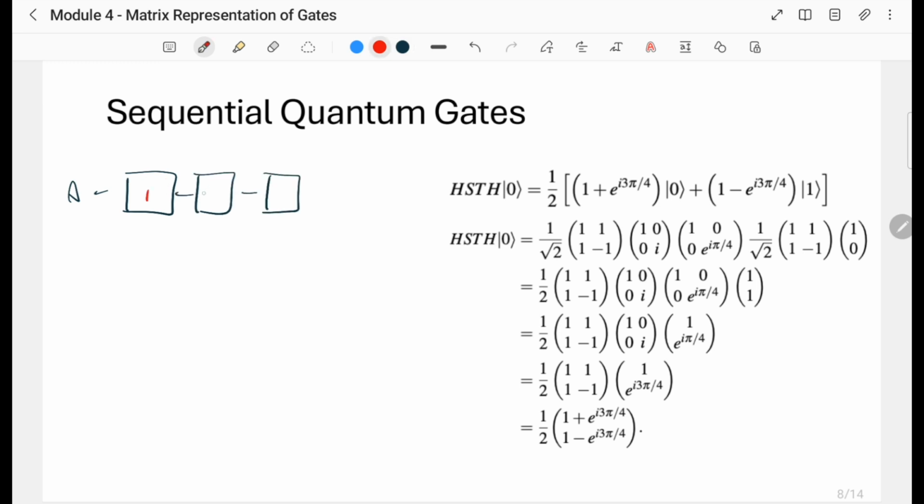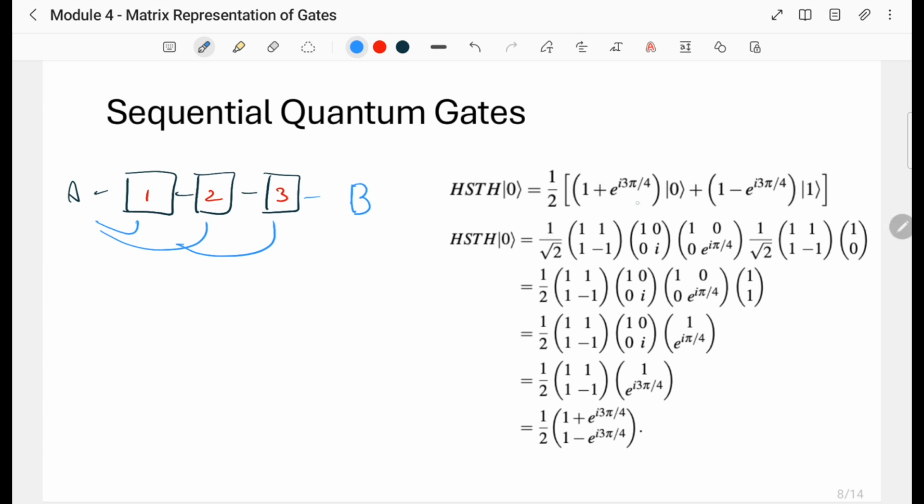Let's name these gates 1, 2, 3, and we finally get an output, let's say B. Now of course the order we apply is simple. We first apply the first gate, then the second gate, then the third gate. This is all you need to know about applying multiple quantum gates.